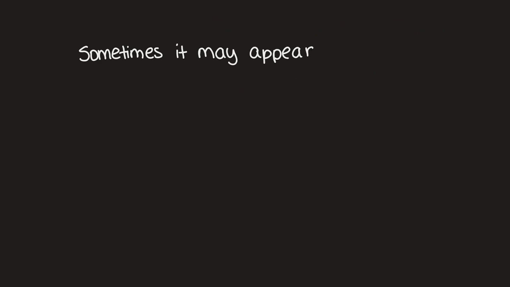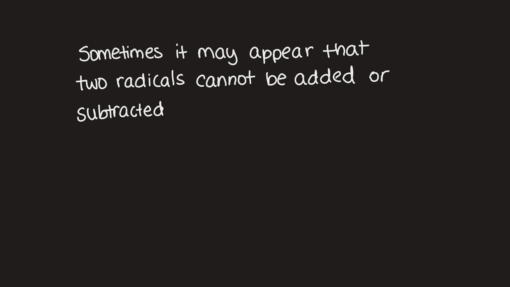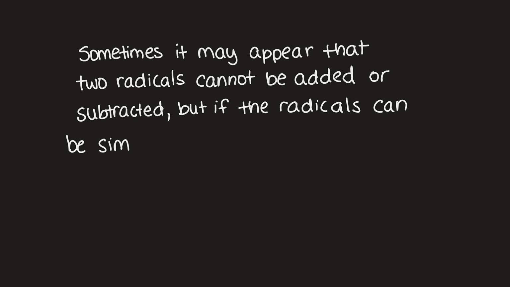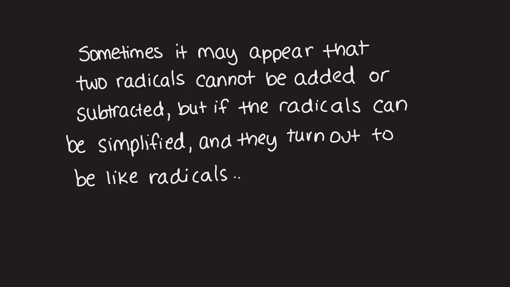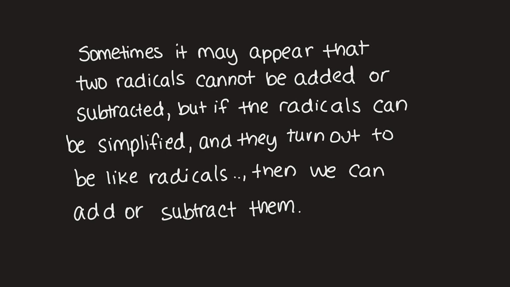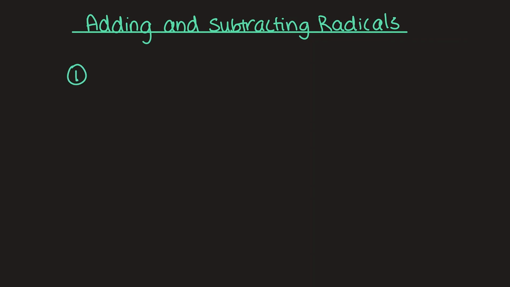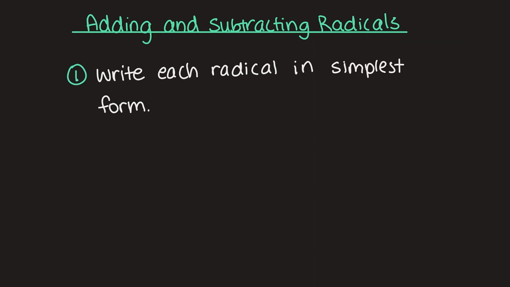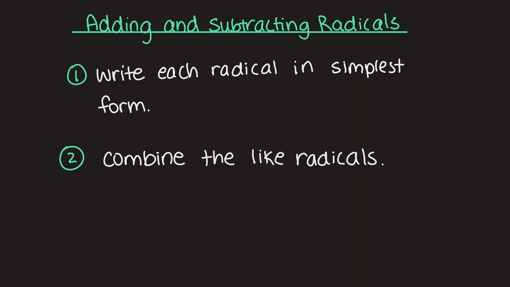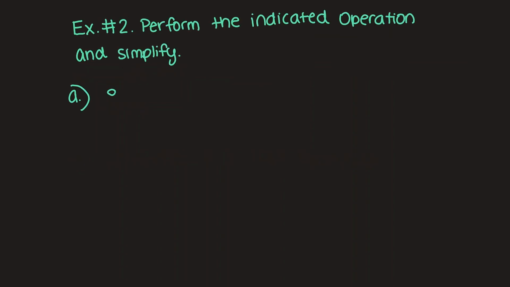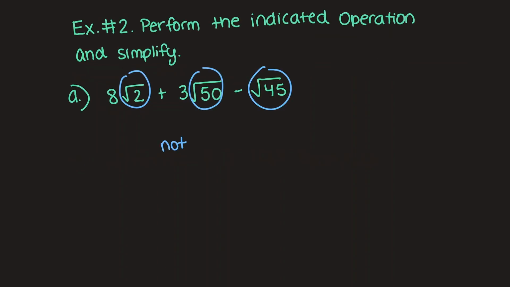So sometimes it may appear that two radicals cannot be added or subtracted, but if the radicals can be simplified and they turn out to be like radicals, then we can add or subtract them. So the procedure to adding and subtracting radicals is to first write each radical expression in simplest form, and then to combine the like radicals. So for example 2, the radicals are not like because the radicands are not the same. The first radical is in simplest form, but these two radicals are not and have to be simplified.